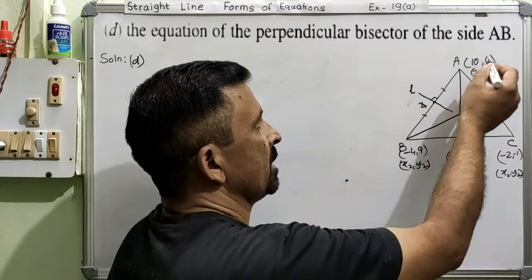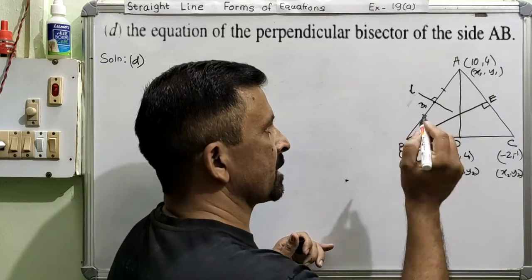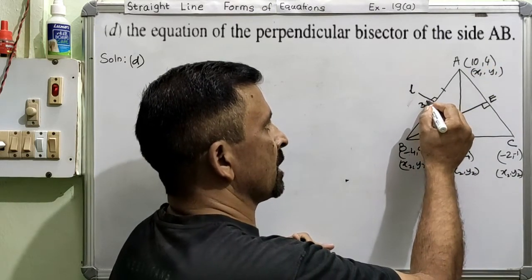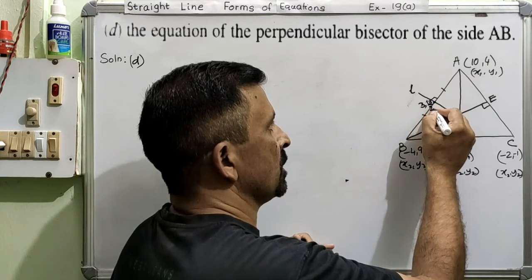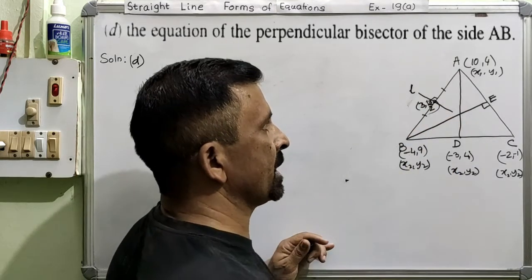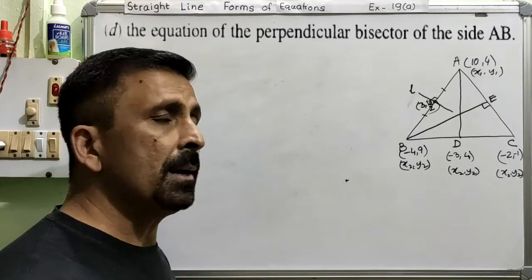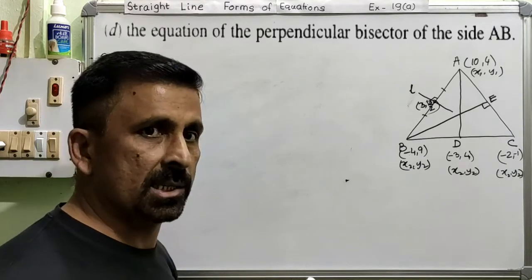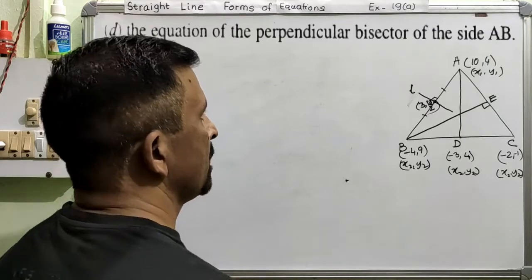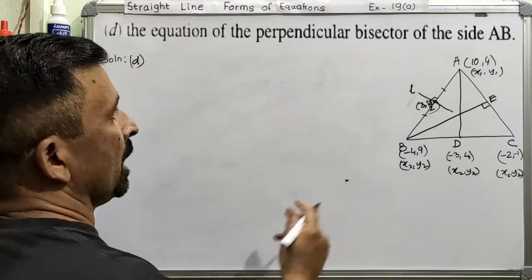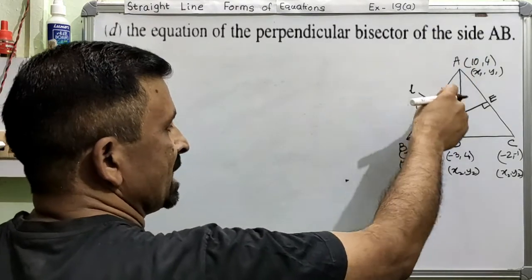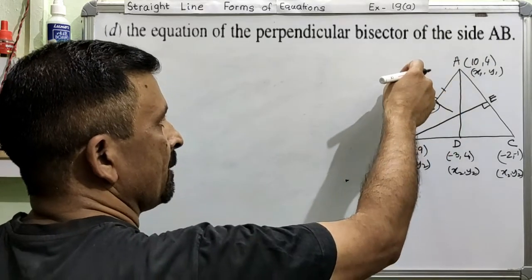Now y coordinate. 4 plus 9, 13. 13 divided by 2, not divisible. So 13 over 2. And this became the coordinate of your point. So this is the coordinate of one point on the perpendicular bisector. So this is done, no? This we calculated verbally.